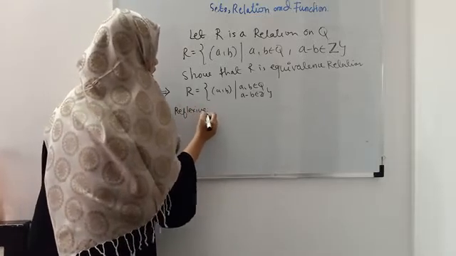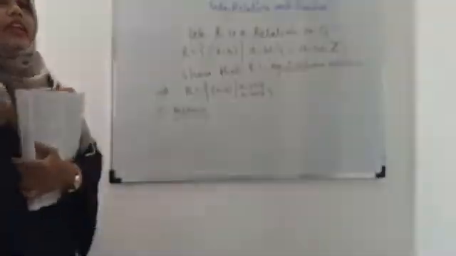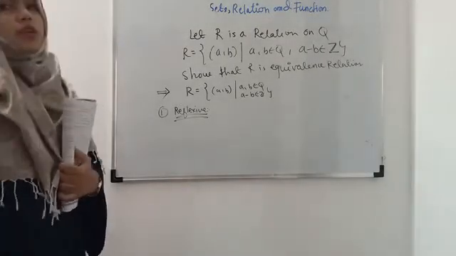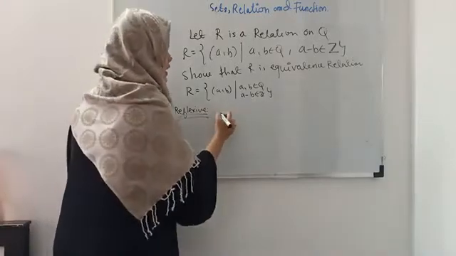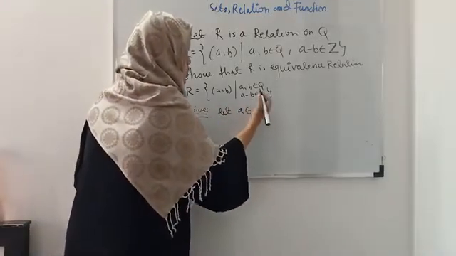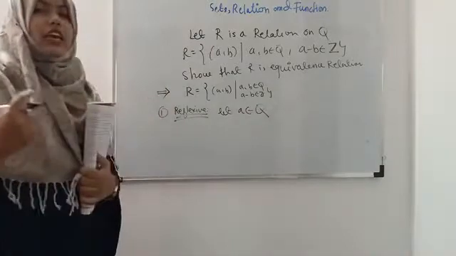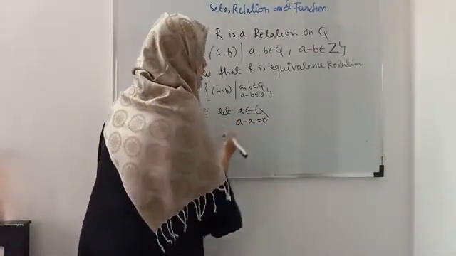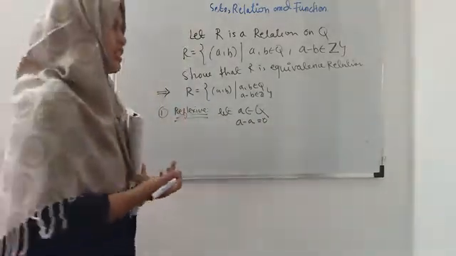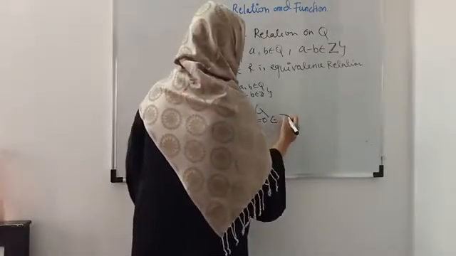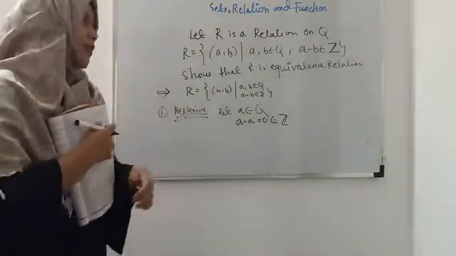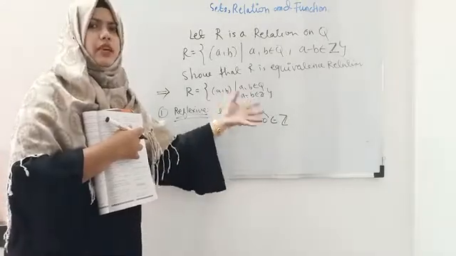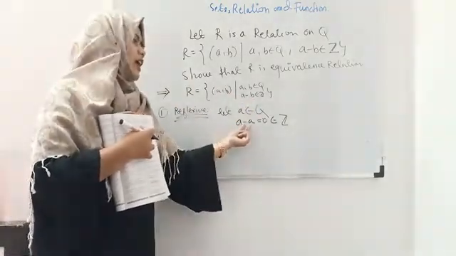What do we have to check for reflexive? We need to check that every element is related to itself. That means if you take any element a, it should be related to a. So we start with: let a belong to Q. We are taking a from Q, then a minus a will be 0, right? So this belongs to the integers, and it will hold for every a. Randomly we have taken a here.